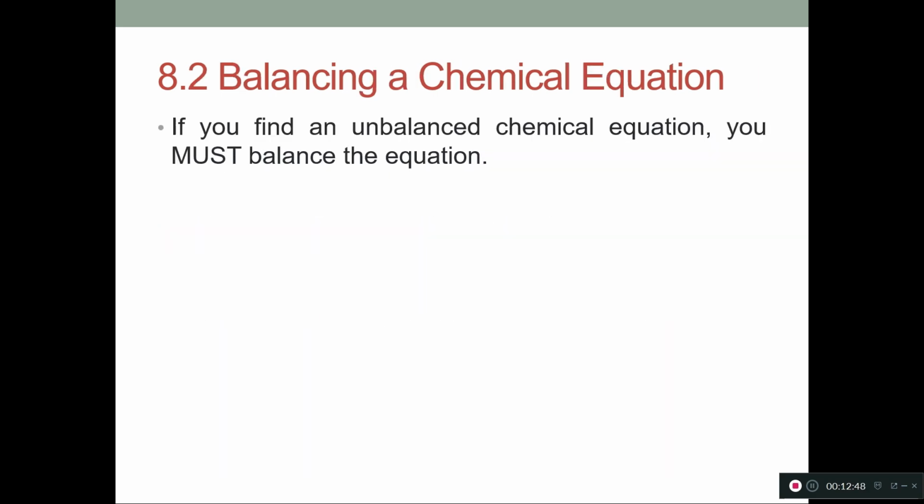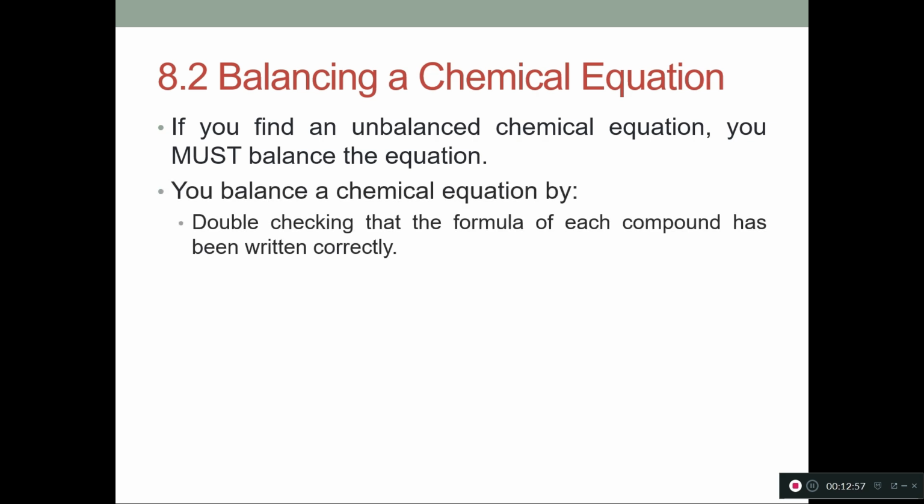So when balancing chemical equations, we know that we always have to balance it. Our chemical equations always need to be balanced. So you balance a chemical equation by double checking that the formula of each compound has been written correctly. So for instance, if we have something like copper 2 chloride, you would not want to write it as CuCl3 or just CuCl. So we want to make sure that our chemical formulas are actually correct.